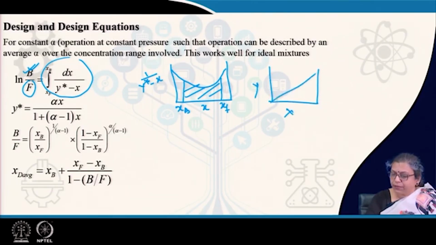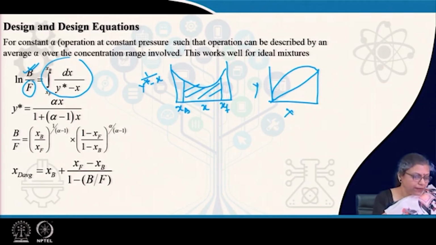We can also have an algebraic equation which can describe the equilibrium curve. We can use that algebraic equation here, y star expressed as a function of x. For ideal solutions, when alpha more or less remains constant, we know that y star can be related with x in terms of alpha, and therefore, for such situations we can relate y star and x by this particular equation. And once we can do this, then we can express B by F from this equation.